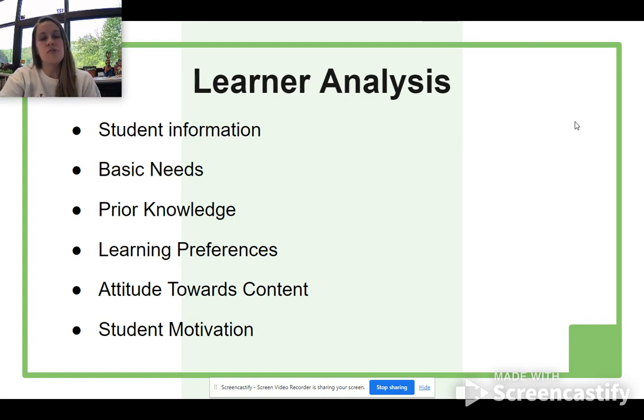Having multiple opportunities to meet with my colleague, I feel like I really got to know their students on another level. We continued these discussions by diving into their students' basic needs, prior knowledge surrounding typing and using a computer, learning preferences, overall attitude around typing, and what motivates them.